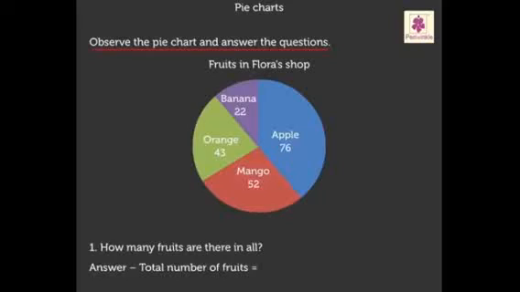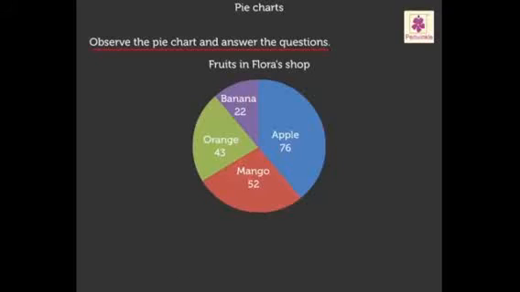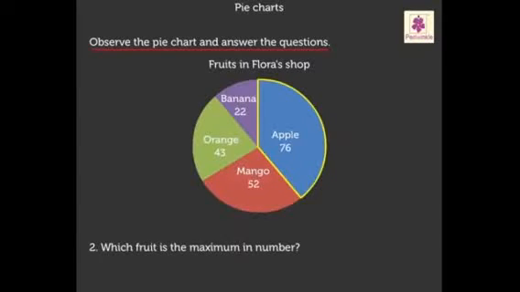That is 76 plus 52 plus 43 plus 22, which is equal to 193. So, we say there are 193 fruits in all. Next, 2. Which fruit is the maximum in number? Here, as apples occupy the largest segment in the pie chart, the answer is apple.